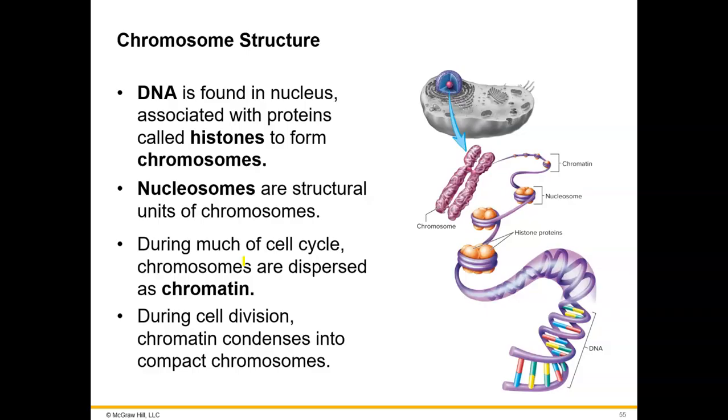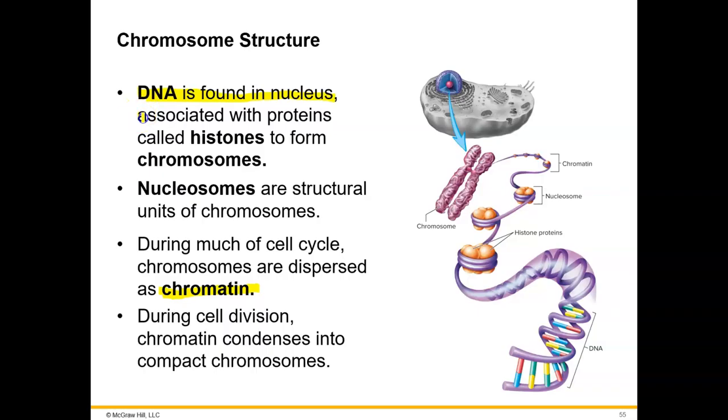As far as chromosome structure, during much of the cell cycle, chromosomes are dispersed as chromatin. Chromatin is very diffuse, spread out DNA wound around histone proteins. So chromosomes are made of DNA plus proteins. So DNA is found in the nucleus associated with proteins.